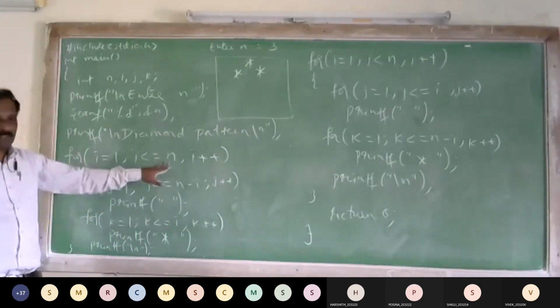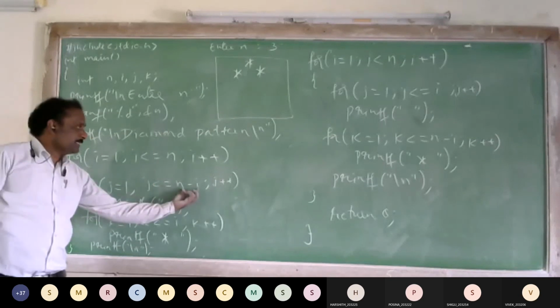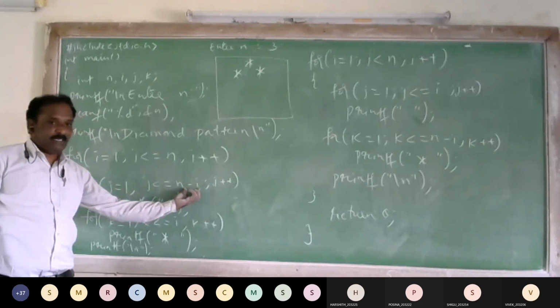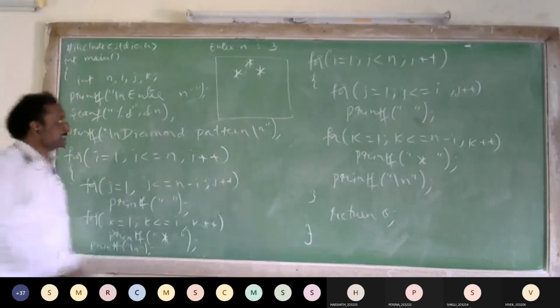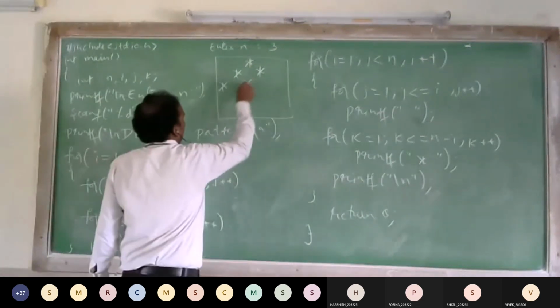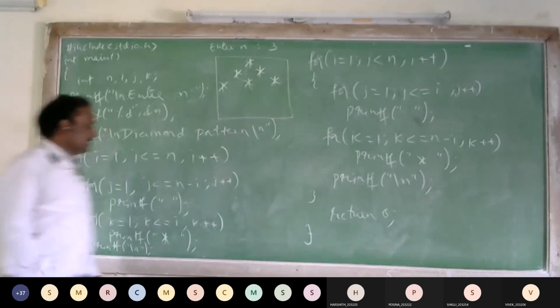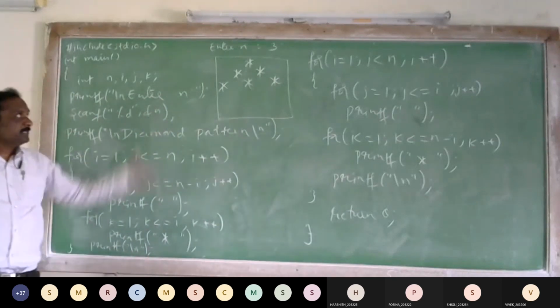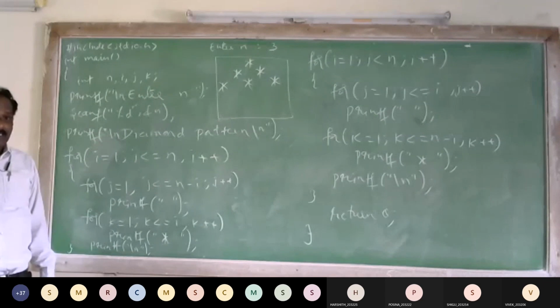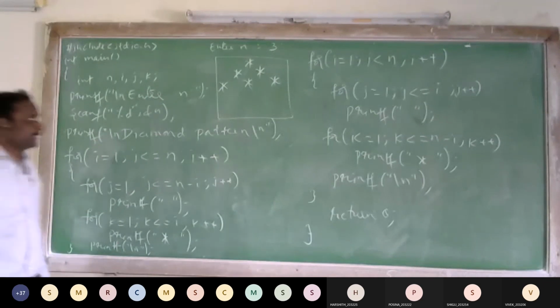i is 3. 3 less than or equal to 3? True. n minus i, 3 minus 3 is 0. So, no spaces. How many stars? 3 stars. 1, 2, 3. 3 stars. i plus plus. i is 4. 4 less than or equal to 3? False. So, by that time, the top pyramid is printed.